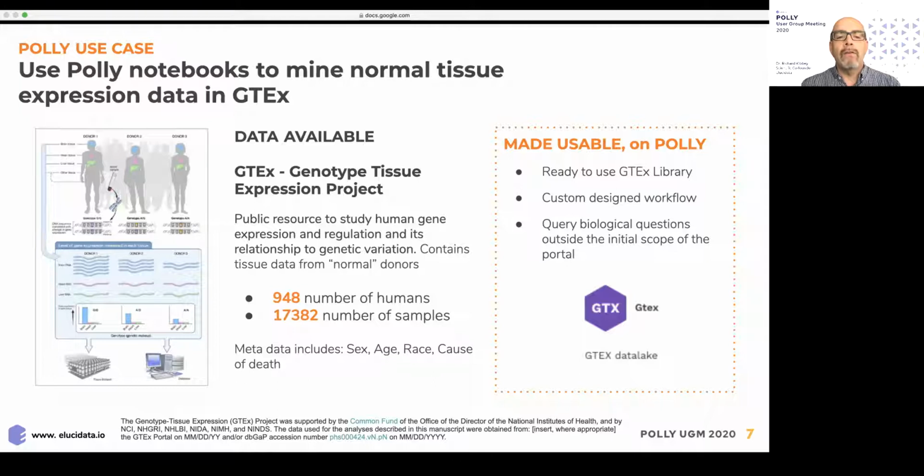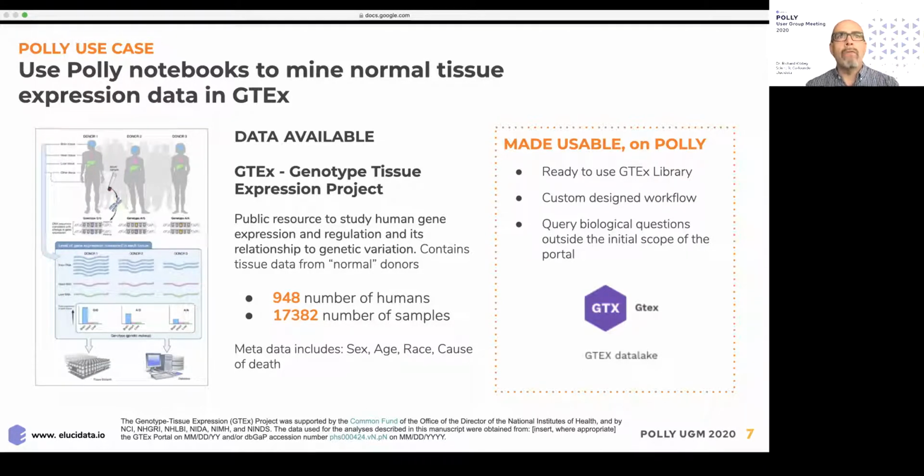It contains tissue from quote unquote normal donors, and there are a lot of them. About 1,000 humans have contributed tissue to this, and there are almost 20,000 samples present. There's transcriptional data among other types of data, and metadata includes sex, age, race, and cause of death.